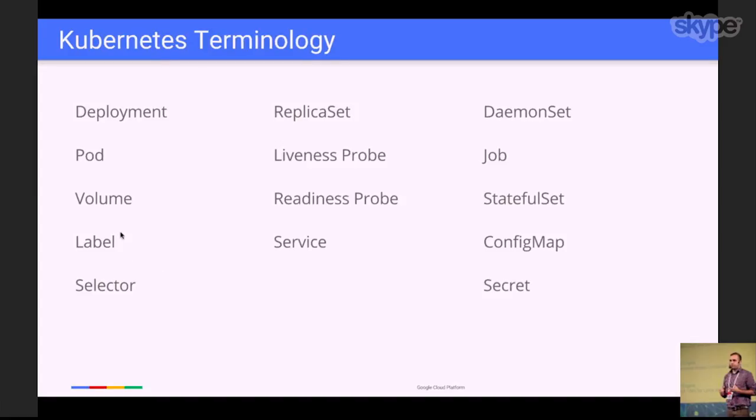You can start with deployments. That's kind of like the entry point to Kubernetes. And then from there, you need to know about pods and volumes because that's how you run your containers. And labels and selectors give you a way to group different pods, and we'll talk about that. And then the other two are replica set and service. So I will talk about these in detail.